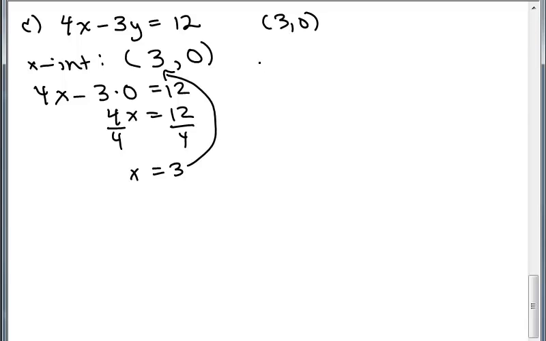All right, let's get the y-intercept now. We're going to put in 0 for x. Doesn't matter which one you do first, by the way. So we're going to put in 0 for x.